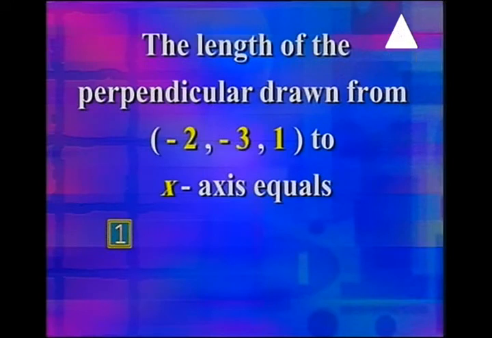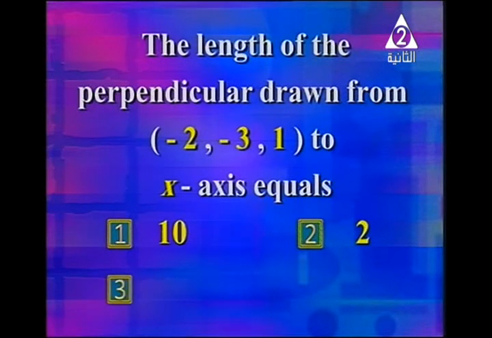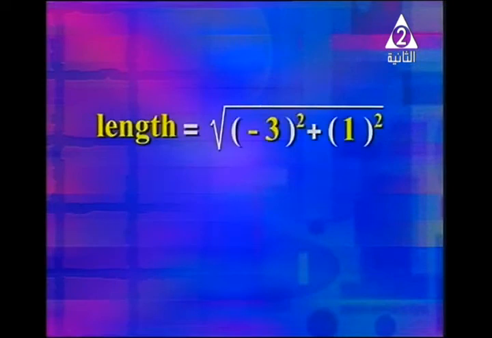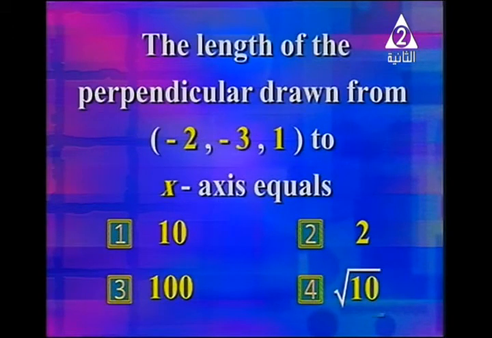Length of perpendicular drawn from point -2, -3, 1 to x-axis is 10, 200, or root 10. Dear student, length of the perpendicular is square root of -3 to power 2 plus 1 to power 2, equals square root 10. Then the correct answer is square root 10.